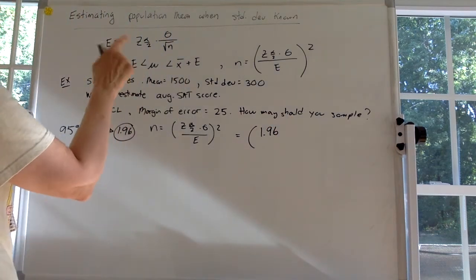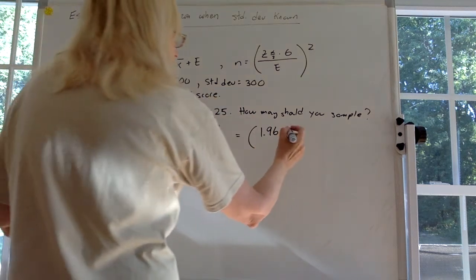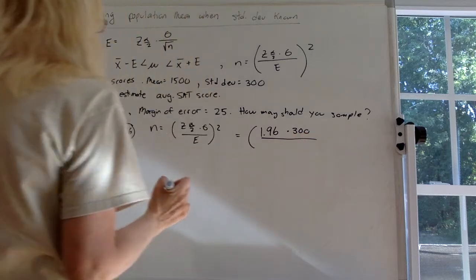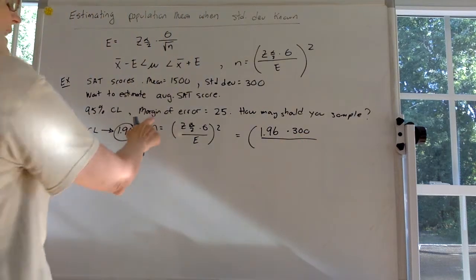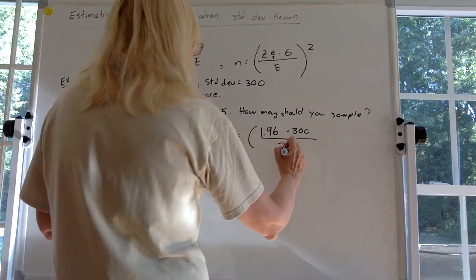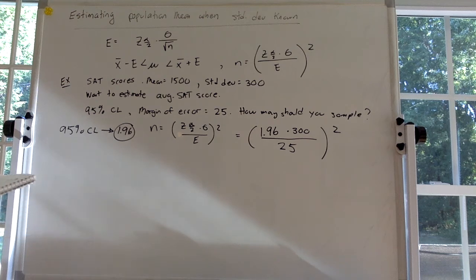Times sigma. Sigma is this population standard deviation, which they gave us as 300. Divided by E. Oh, they gave us the margin of error. See, they actually gave us that. We didn't have to calculate it. It's 25. So you just pop it into that equation and you whip out your calculator. And what did I get?